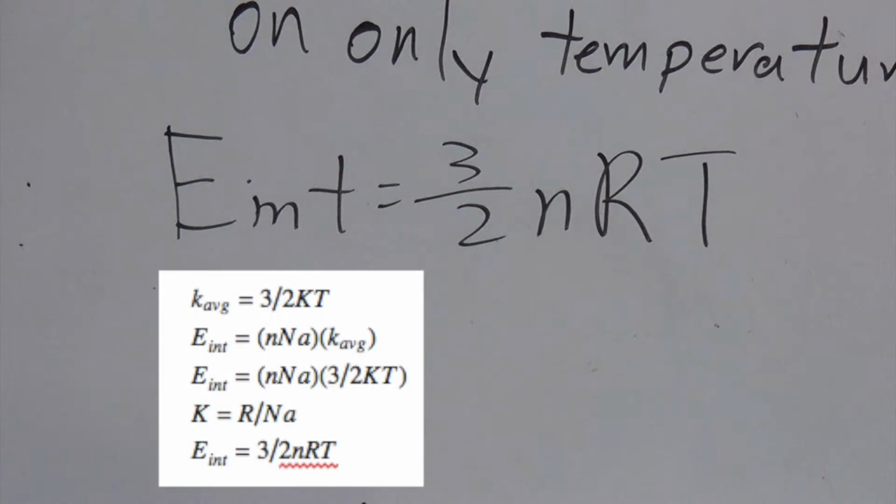We know from earlier that K average equals 3 halves kT. A sample of n moles contains n times Avogadro's number, N A, atoms. E int thus equals n N A times K average, which equals n N A times 3 halves kT. Because k equals R over N A, we can conclude that E int equals 3 halves nRT.